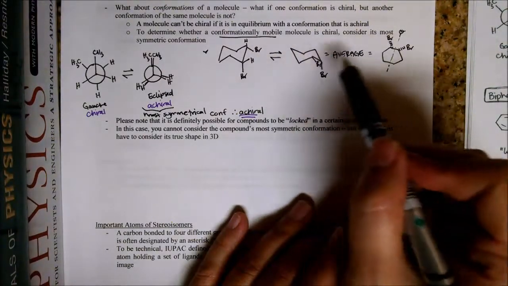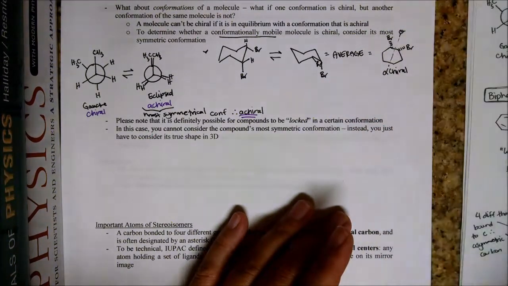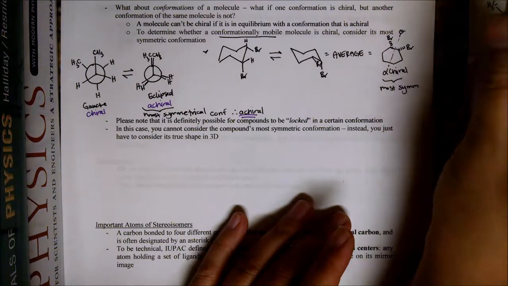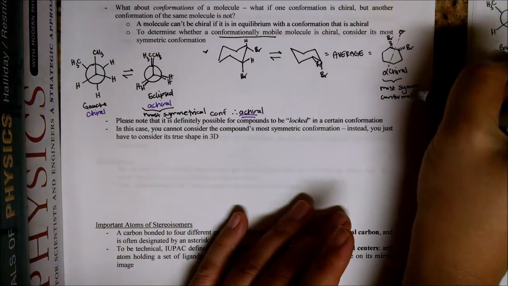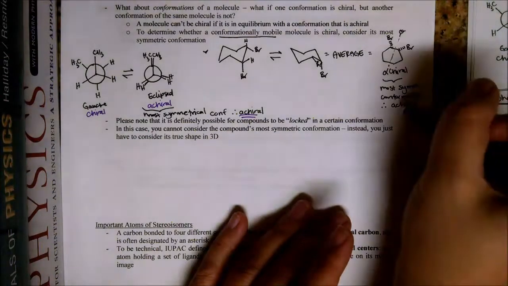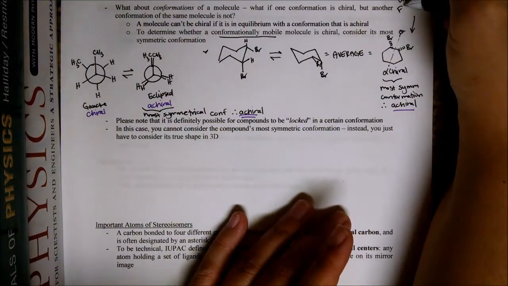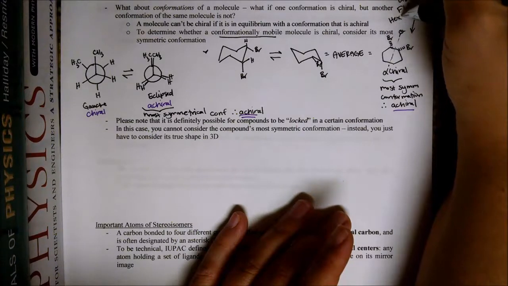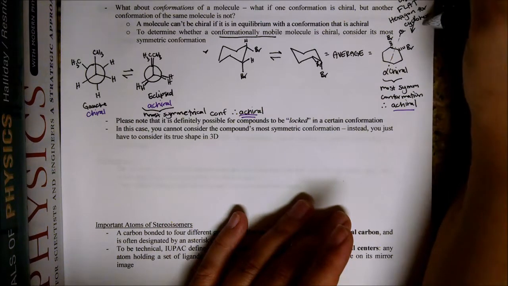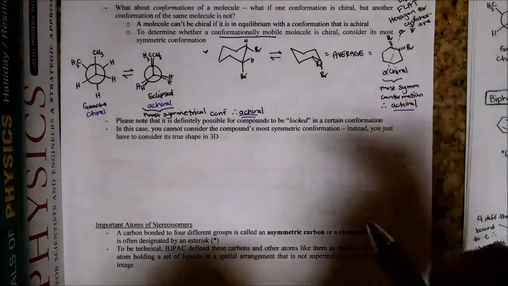So this is definitely the most symmetrical conformation of cyclohexane. If you ever have a cyclohexane and you want to know if it's chiral or achiral, draw it flat. Always just use the flat. This again is the most symmetrical conformation, and therefore it is achiral. Point being, if you ever have cyclohexane, just use the flat hexagon for cyclohexane. Just draw it flat. And if you can find a mirror plane, then you're achiral.